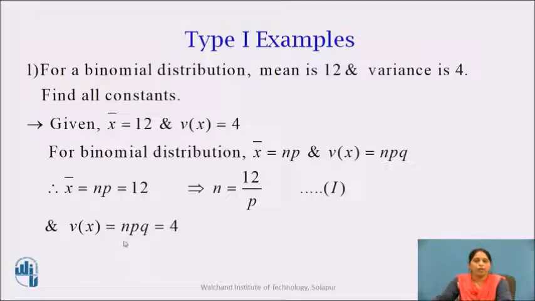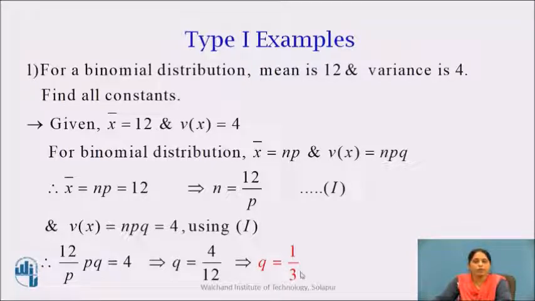And variance of x is given as npq, which is equal to 4. Therefore, substituting equation 1 in this equation npq equals 4, we get 12 by p into pq equals 4. This p gets cancelled and we get 12q equals 4, from which we can write q equals 1 by 3, which is one of the constants.